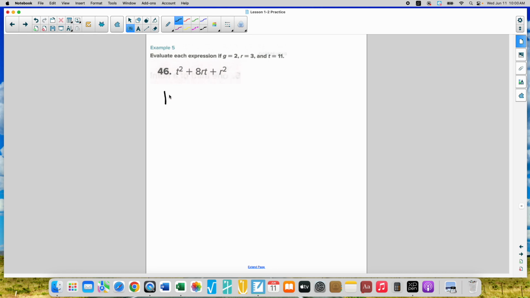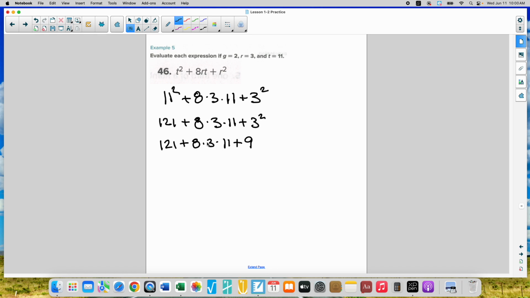We'll substitute 11 squared plus 8 times 3 times T plus R squared. So we're going to do squares: 121 plus 8 times 3 times 11 plus 3 squared. We'll do the other square: 121 plus 8 times 3 times 11 plus 9. We'll do the multiplication left to right. 121 plus 24 times 11 plus 9. We'll do the other multiplication, which gives us 264 plus 9.